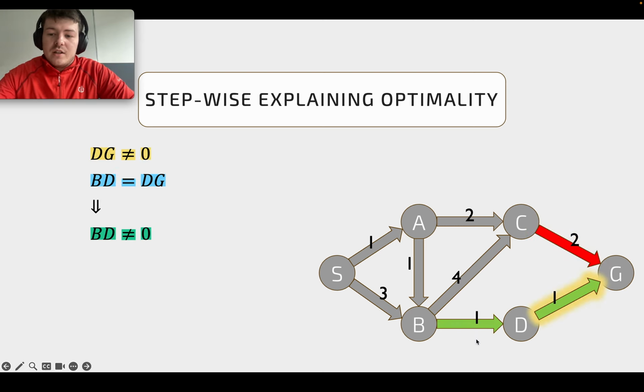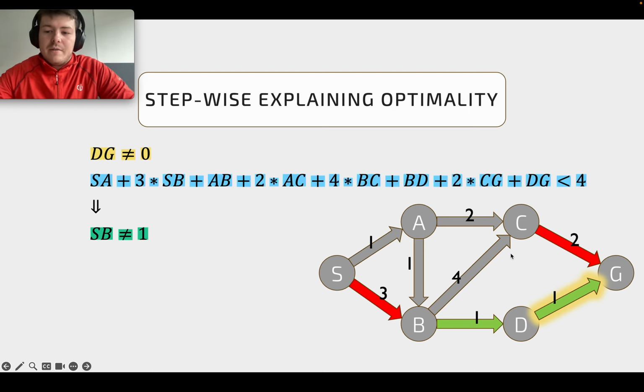If we know that we leave D, then that means we also have to enter D at some point, right? And if we know that we use this edge of cost 1, and we know that the total cost of our path should be less than 4, that means that we can never use this edge in combination with the one that we already chose, because it would exceed the total cost. So we can never use S to B.